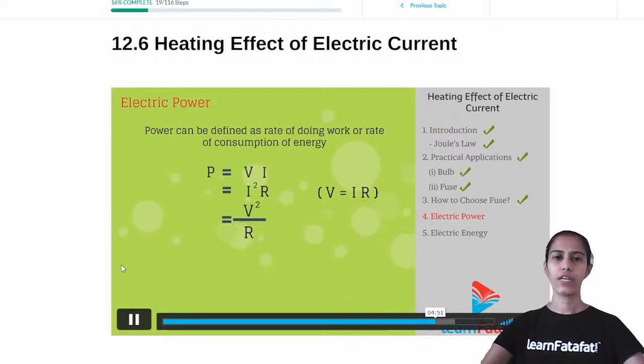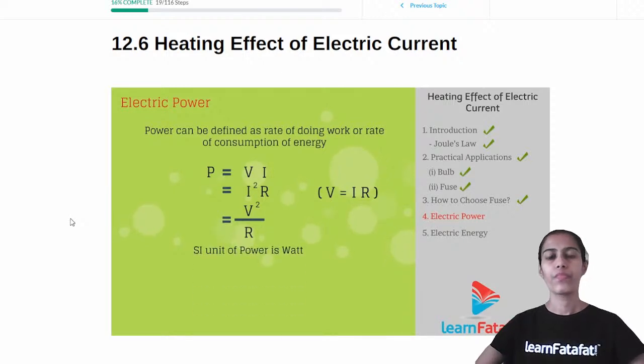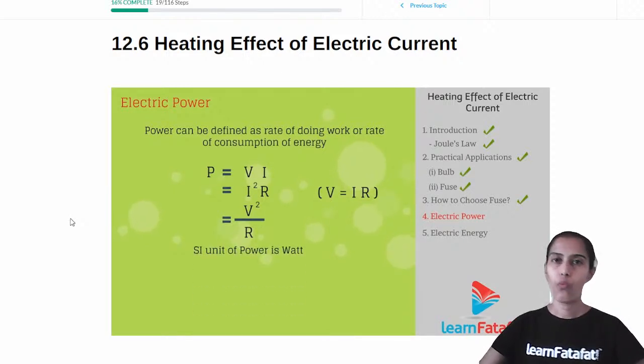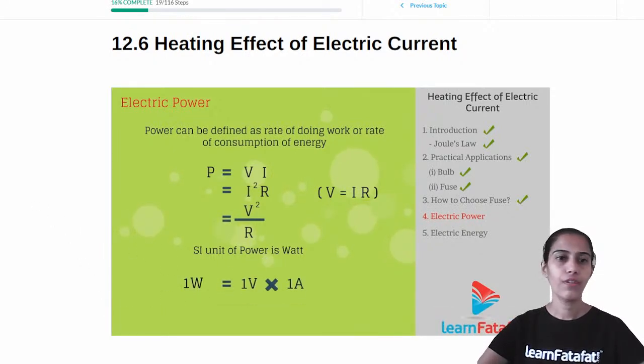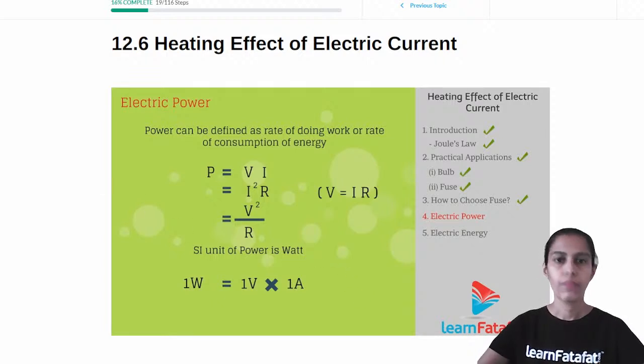So here they have again shown you different formulas for power which you can use. SI unit of power is watt. But when you are writing the complete word, you don't write it like this, you have to write this way. This one you can write capital because this is after the name of a scientist, in the honor of the scientist. So we can write this like this.